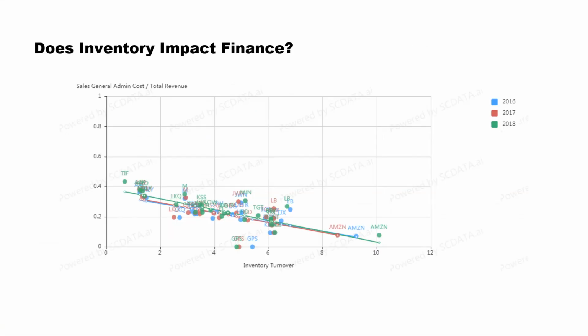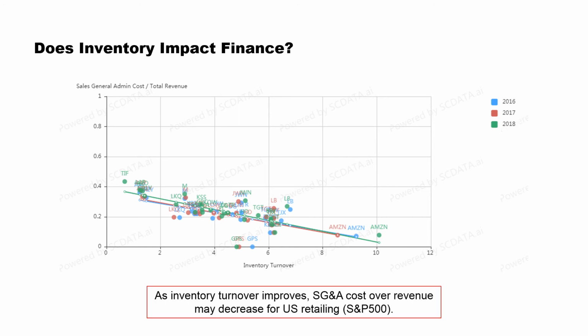Now let's look at the second sub-question. Does inventory impact finance? Using the example of U.S. retailing, specifically the S&P 500 companies, we can see that as inventory turnover improves, sales, general, and administrative cost over total revenue may decrease for these companies, which means that improving inventory turnover may reduce operating cost for the U.S. retailing. However, the same may not be said to other industries or other countries.